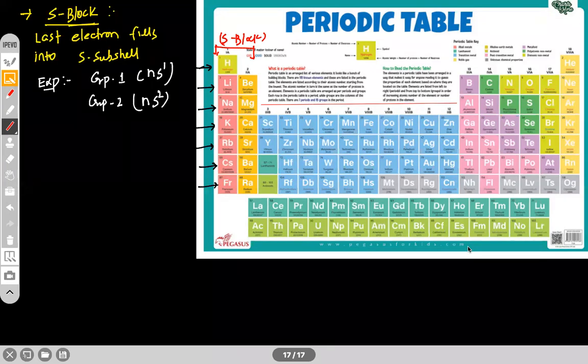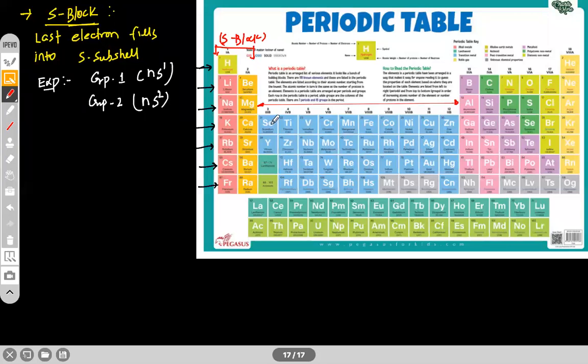Okay. So D block elements we have. D subshell can have 10 electrons. So we have 10 groups here. 1, 2, 3, 4, 5, 6, 7, 8, 9, 10. So we have 10 different groups over here because D can have 10 electrons. So each group has one single configuration.